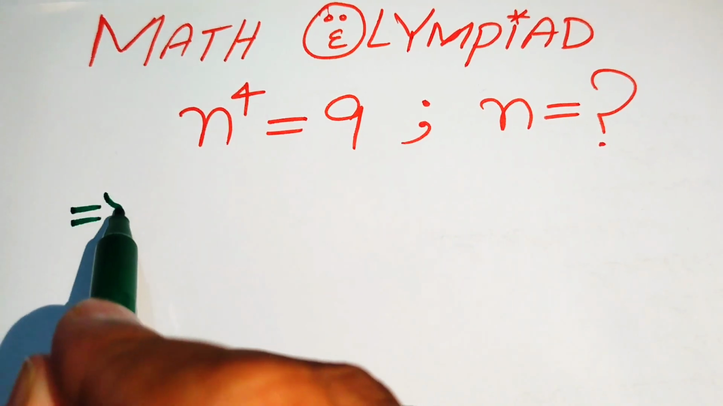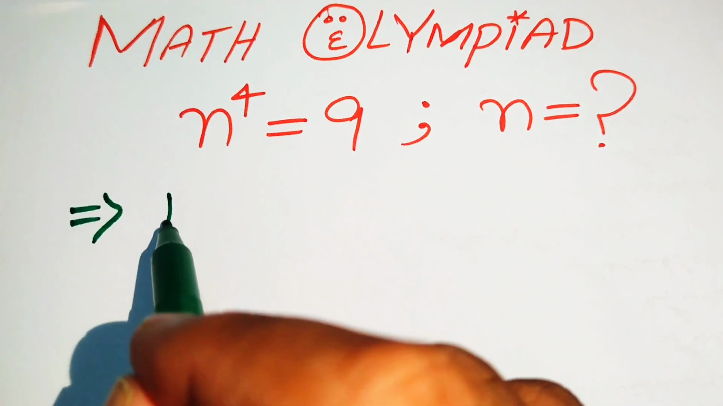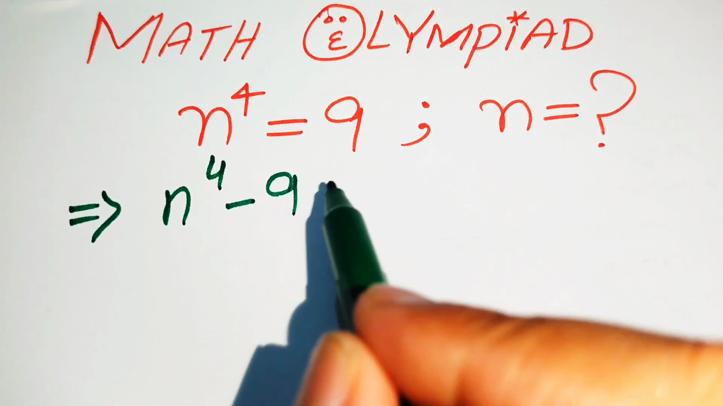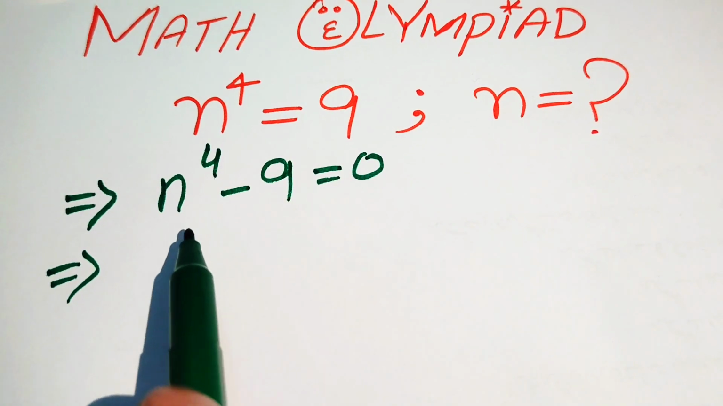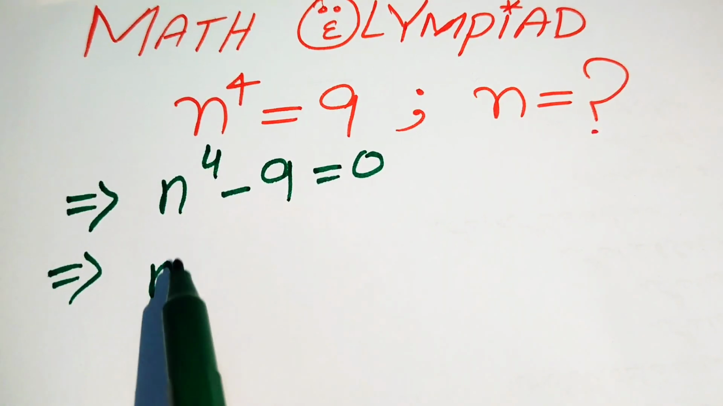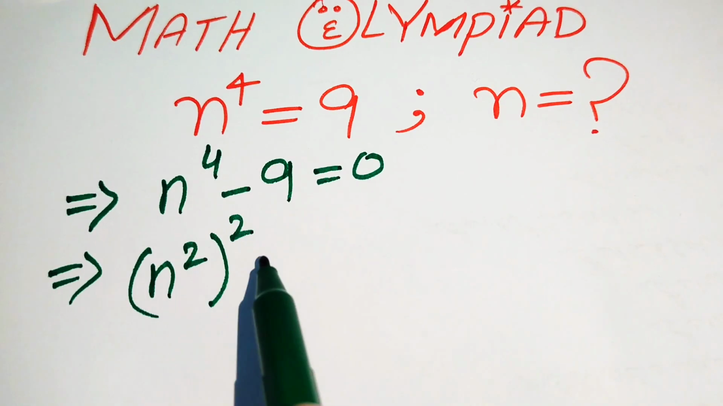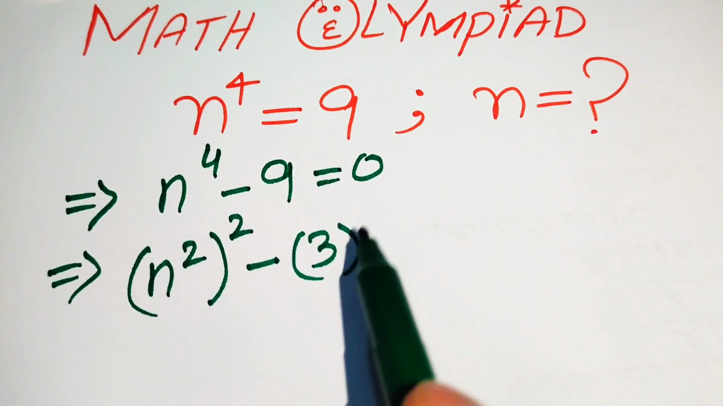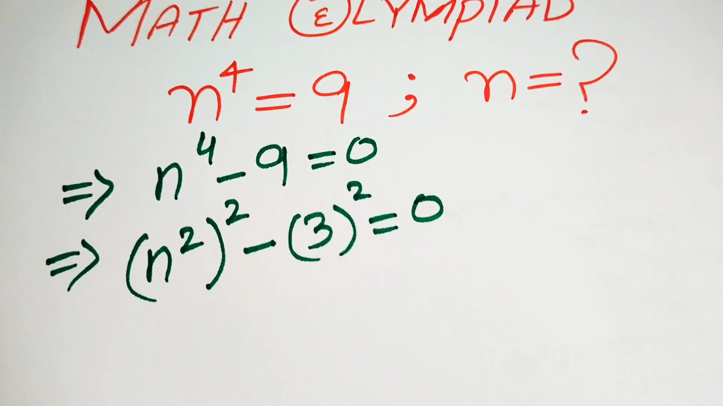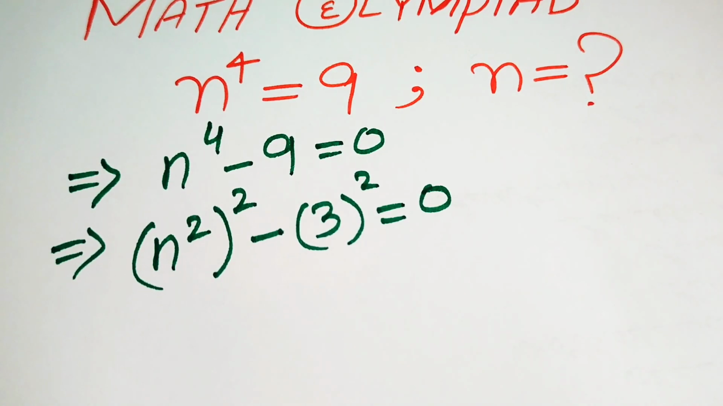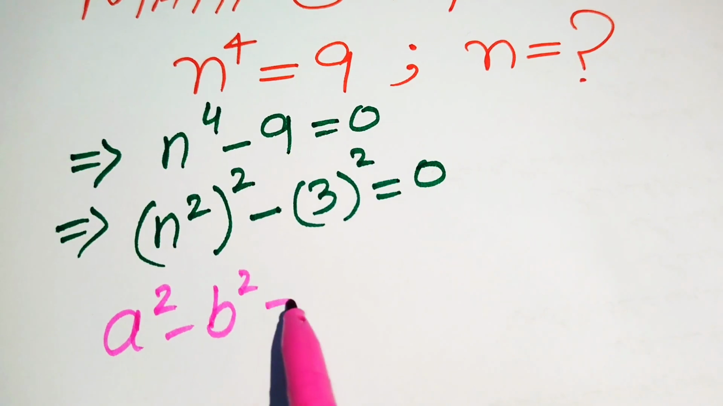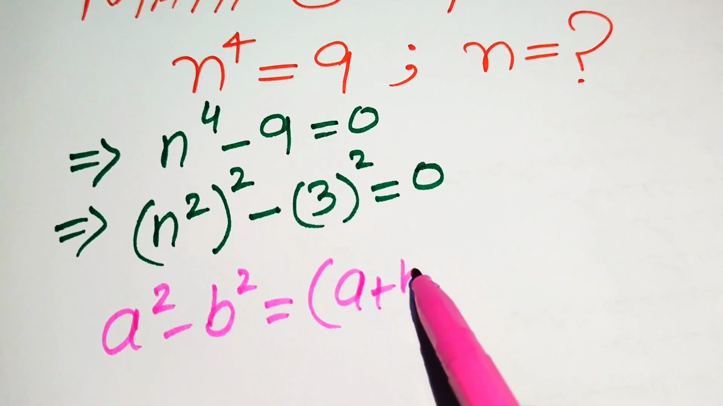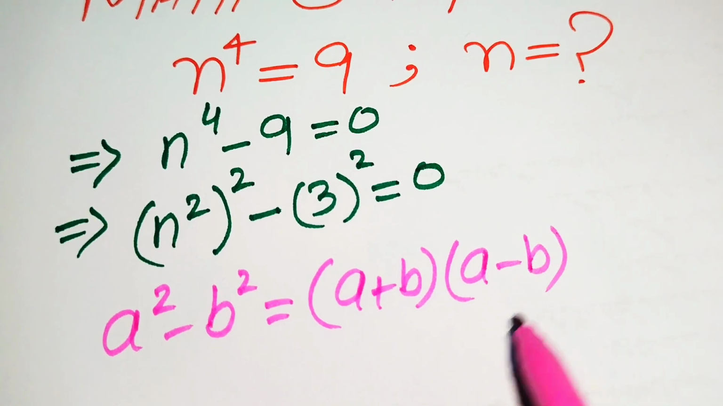The very first thing we are going to do is move this 9 to the left hand side, and it will be written as n to the power of 4 minus 9 equals 0. And after that we rearrange this equation and write it as n square, whole square, minus 3 square, equals 0. And here we need a nice square identity, and you know about this identity: a square minus b square equals a plus b times a minus b.